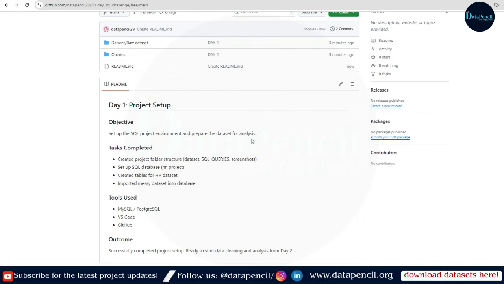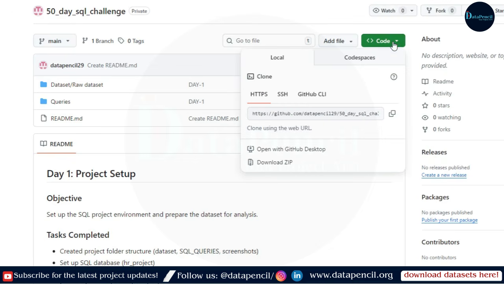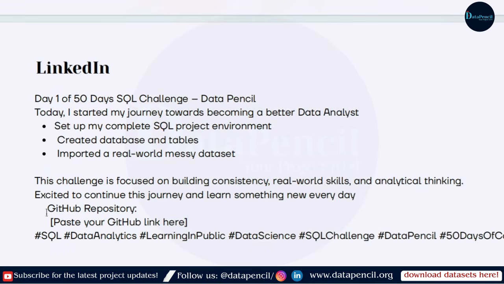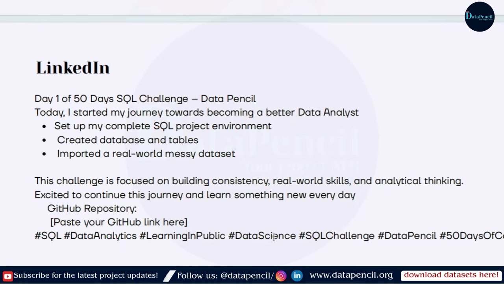Okay, and the same thing you can post on your LinkedIn as well. There you have to give the GitHub code. So this is the code, this is the link. Okay, you have to copy this link, and here as you can see in this LinkedIn option, there is a GitHub repository option. Here you have to paste your GitHub repository link. Okay, and this content also I have provided. If you want, you can take that or you can create your own, right?